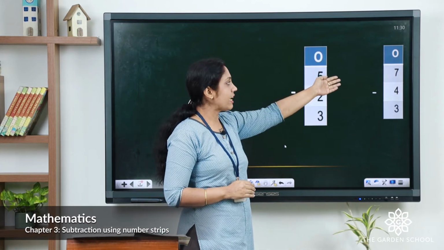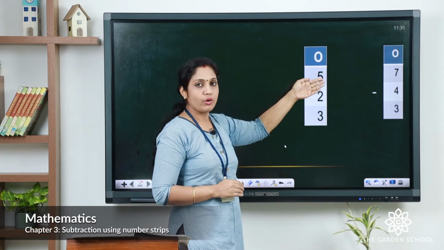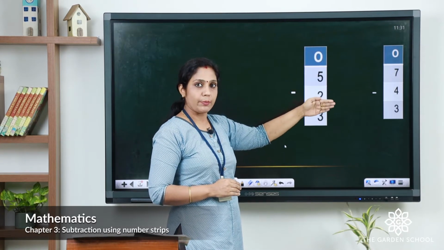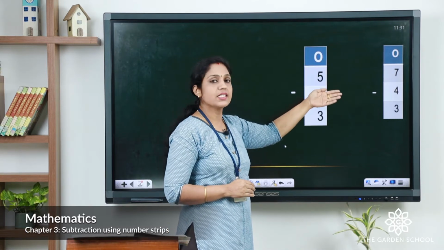Here we have 7 minus 4. 7 is the larger number and 4 is the smaller number. So we subtract 4 from 7, and what do we get? The answer is 3.